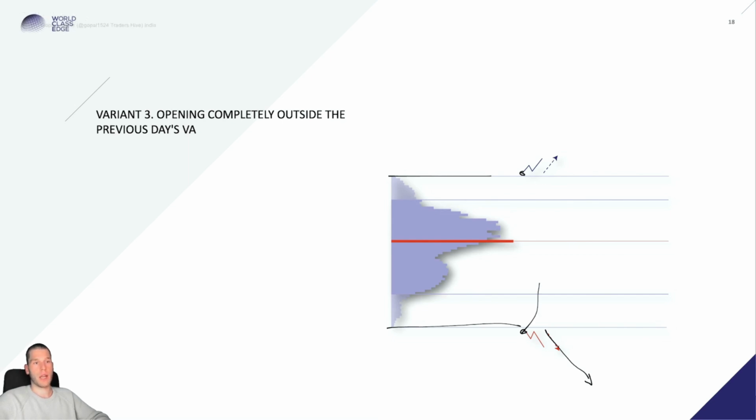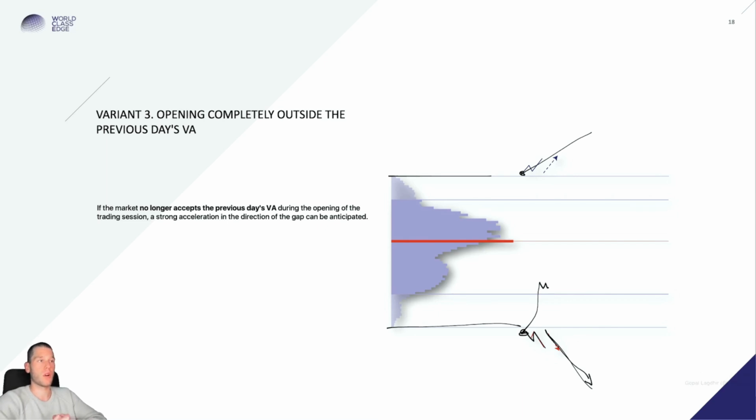It can happen that we go back into the value area, but that's the next step. In this case, we are opening outside, and when the opening is outside, we stay for 30 minutes outside. We expect a very strong trending day in the direction of the gap. So what do we need to look for? The market no longer accepts the previous day value or fair price. So during the opening trading session, there is a very strong acceleration in the direction of the gap. Most likely there is a gap because in the previous day we only have been in this price range, and then there will be a gap because we're opening outside of that range.